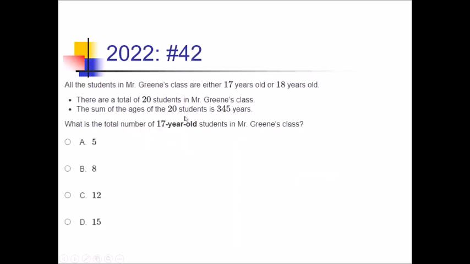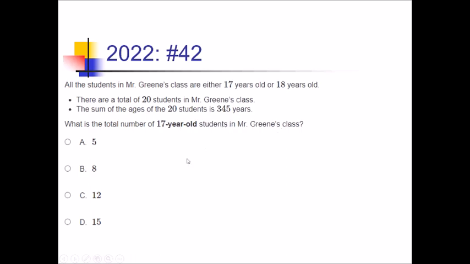For this question, all the students in Mr. Green's class are either 17 or 18 years old. There's 20 of them. And the sum of all their ages is 345 years. Based on that, we want to be able to figure out the total number of 17-year-olds in the class.